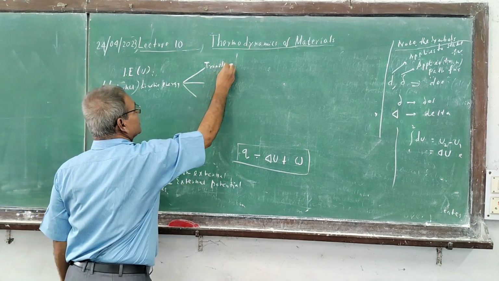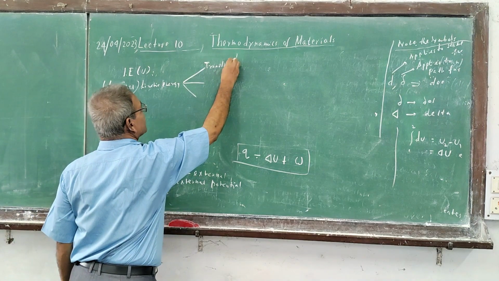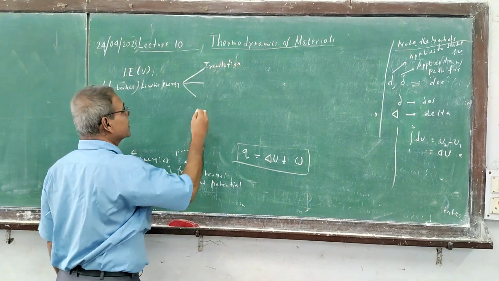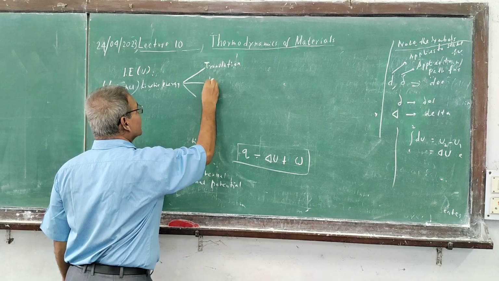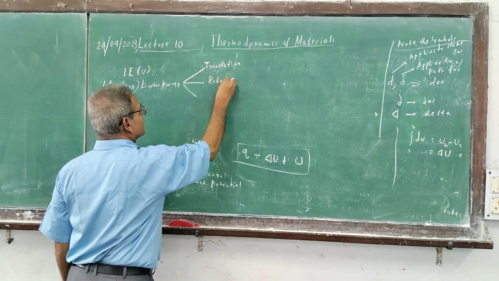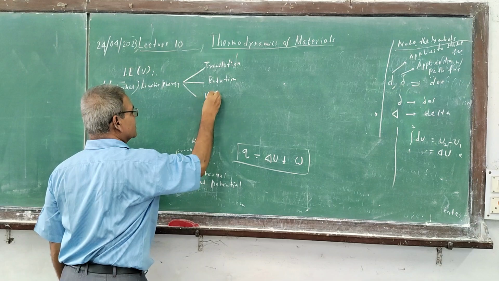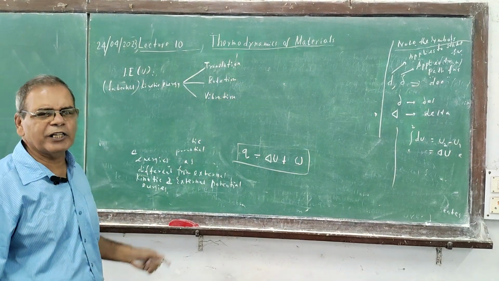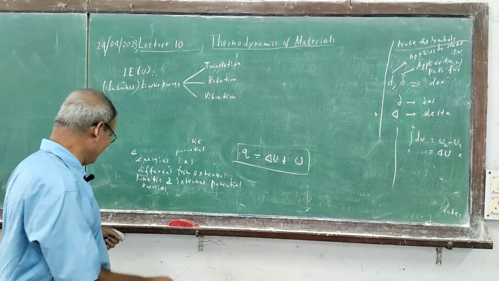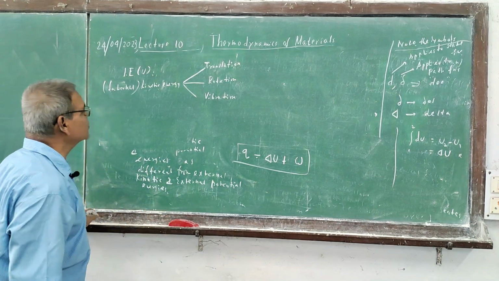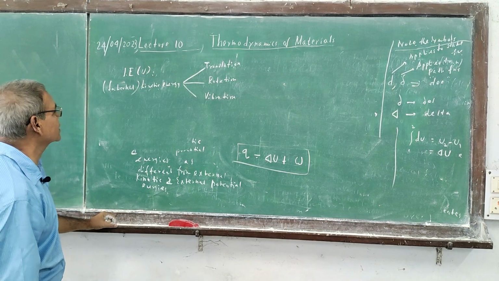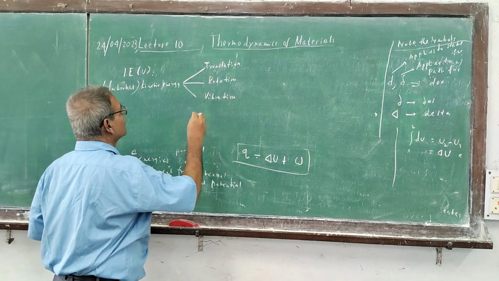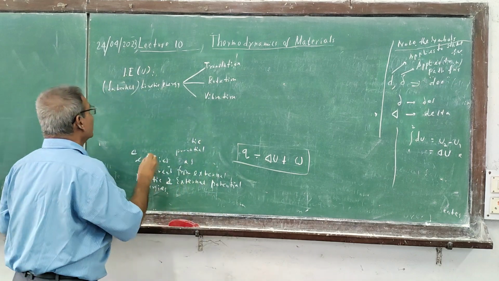translational, rotation, and vibration. Happy? Very good. For example, in a solid you have only vibration. So this is possible, but this we'll see. Three internal kinetic modes, three types: translation, rotation, vibration, and potential.